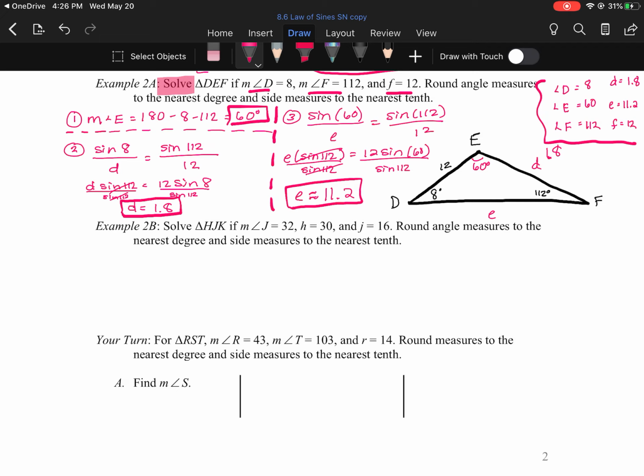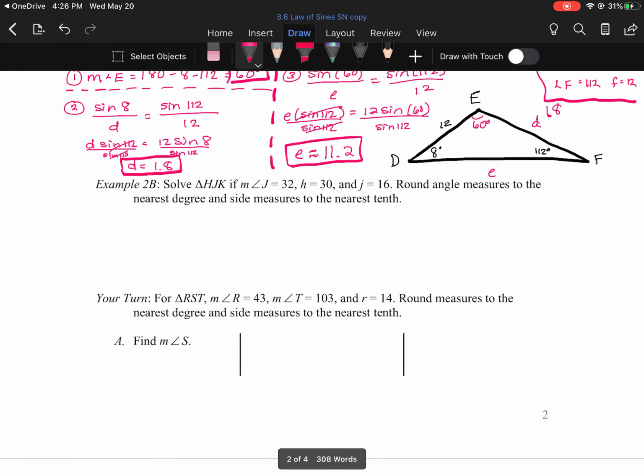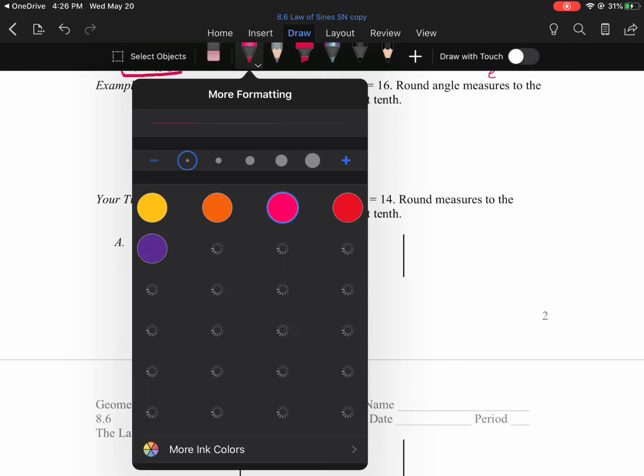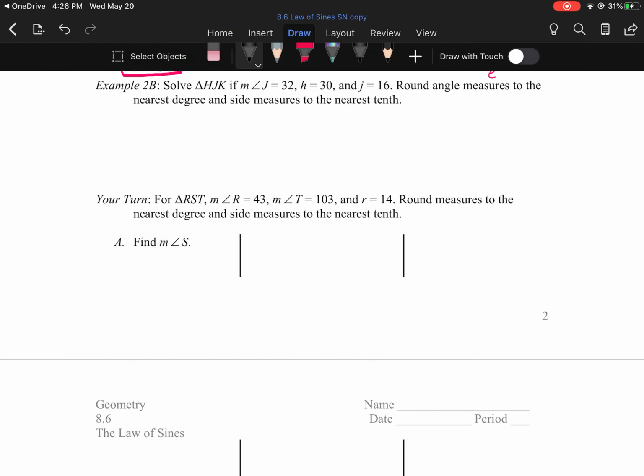All right, so I guess we'll do example 2b. I was going to skip it just for time's sake, but we'll go ahead and do it. So now we have to solve this triangle. I'm going to draw my triangle, except this time they're giving us a little bit different information. Last time they gave us 2 angles and a side. I bet this time they give us 1 angle and 2 sides.